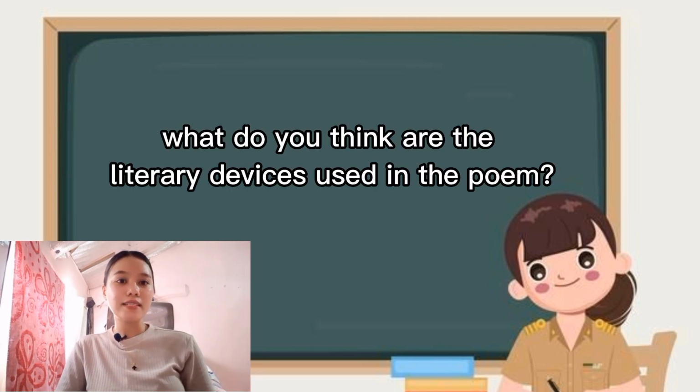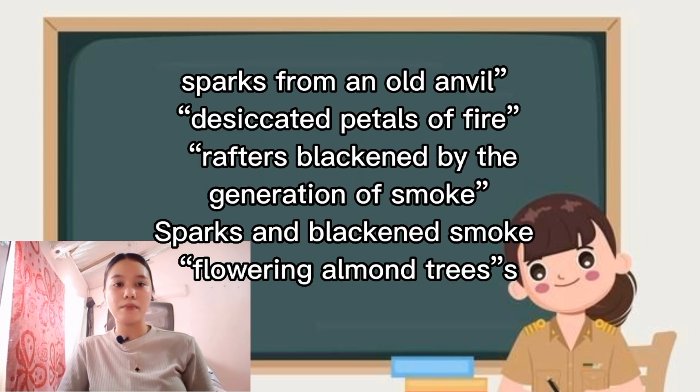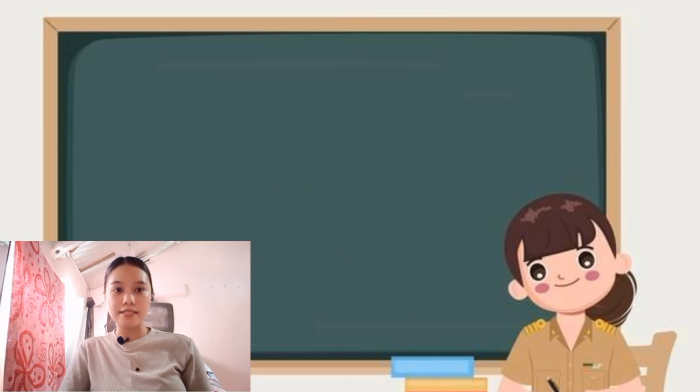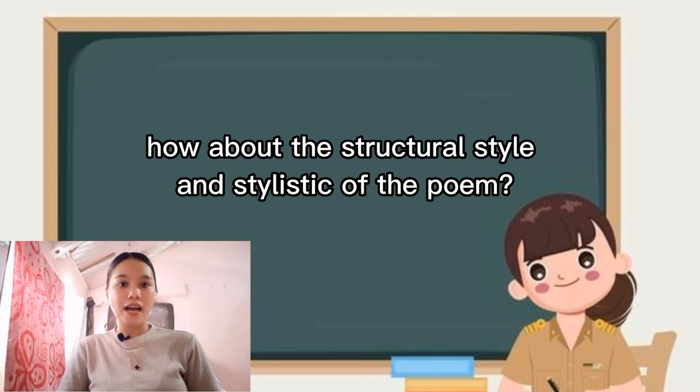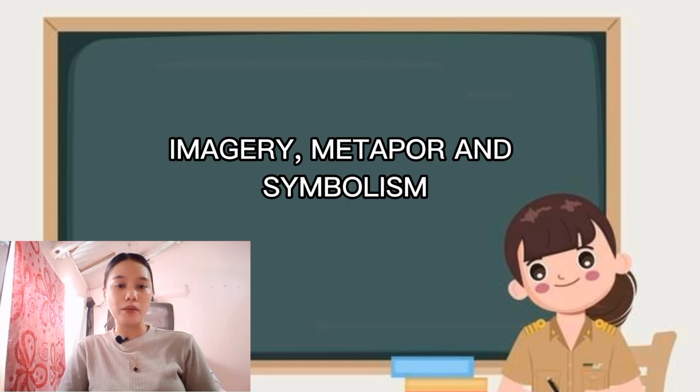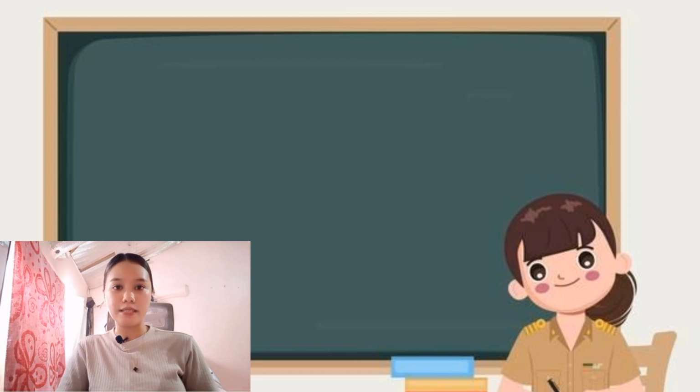Now that we know its subject and theme, what do you think are the literary devices used in the poem? Okay, there are sparks from an old anvil, desiccated petals of fire, rafters blackened by the generations of smoke, sparks and blackened smoke, flowering almond trees. Very good. How about the structural style and stylistic devices used in the poem? It uses imagery, metaphor, and symbolism.